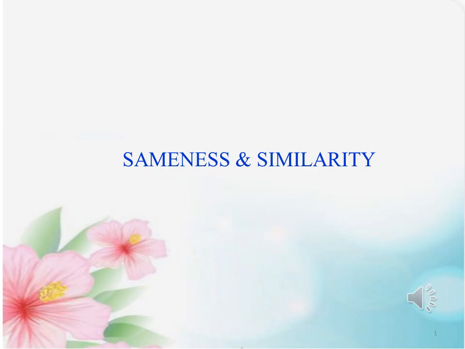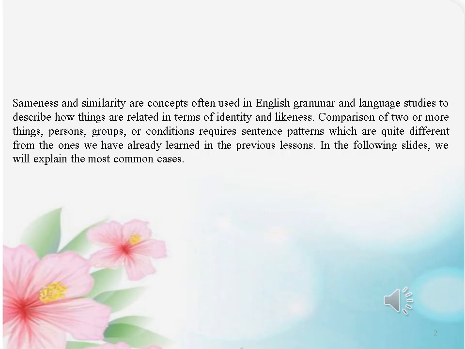Similarity, on the other hand, refers to the state of being alike but not identical. Things that are similar share some common features or characteristics, but there are still differences between them. For example, an orange and a tangerine are similar because they are both citrus fruits, but they differ in size, flavor, and other attributes. Sameness and similarity are concepts often used in English grammar and language studies to describe how things are related in terms of identity and likeness.